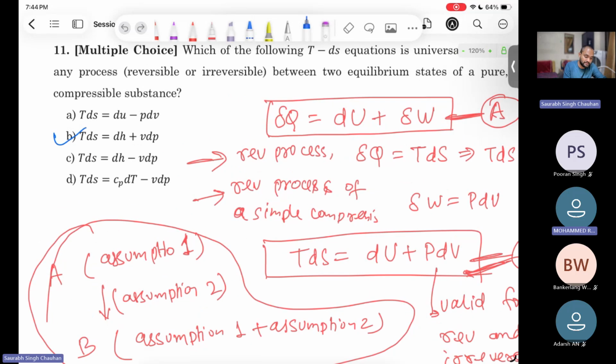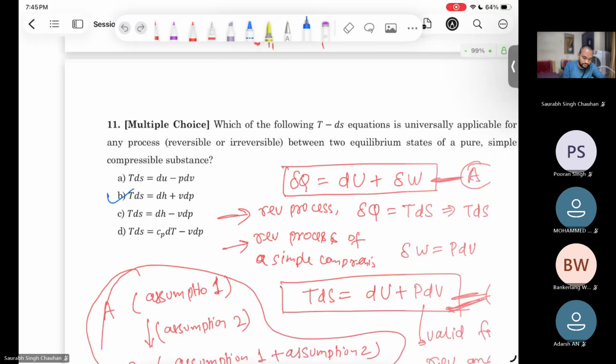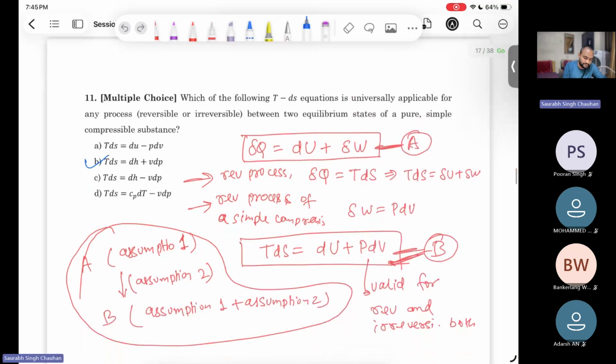Similarly, in option B, we have temperature, a point function, entropy, a point function, and enthalpy, again a point function, because enthalpy is defined as internal energy plus PV, right? Plus V dP, right?